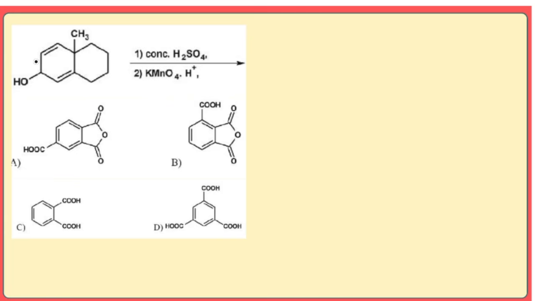You can see that there is a benzene ring in all the options. That means what? This ring is undergoing aromatization. What is happening to this six-membered ring? It is undergoing oxidation because there is an oxidizing reagent. With this much information, start writing the reactions, the products formed in the given series of reactions.